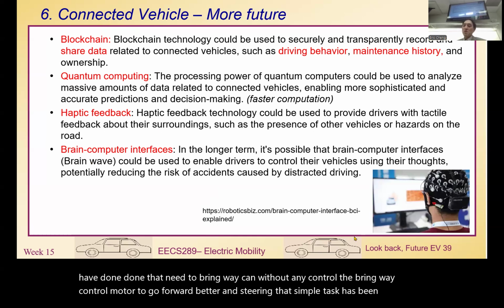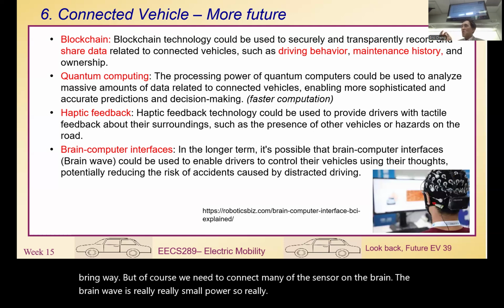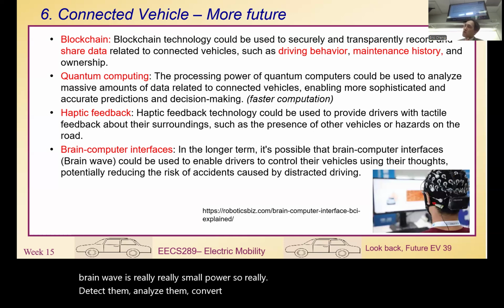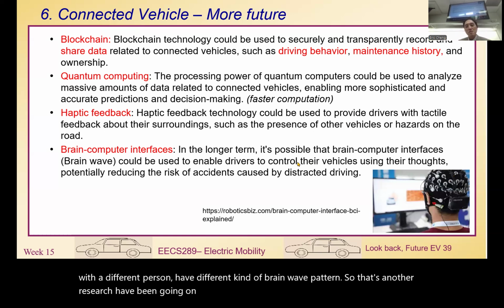But of course we need to connect many sensors on the brain. The brain wave is really, really small power. So we need a really good sensor to detect them, analyze them, and convert them into a suitable signal. We need to train them. Different persons have different kinds of brain wave patterns. So there's a lot of research that has been going on. That means the connected vehicle is able to do this.